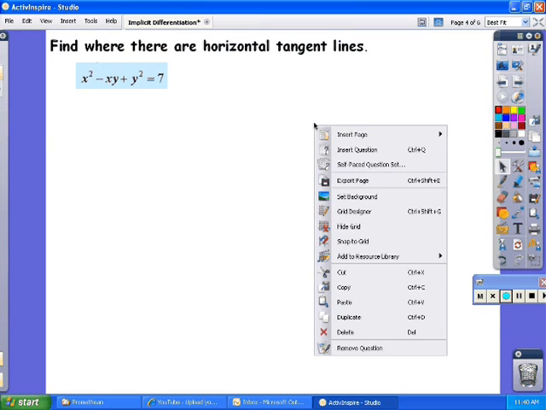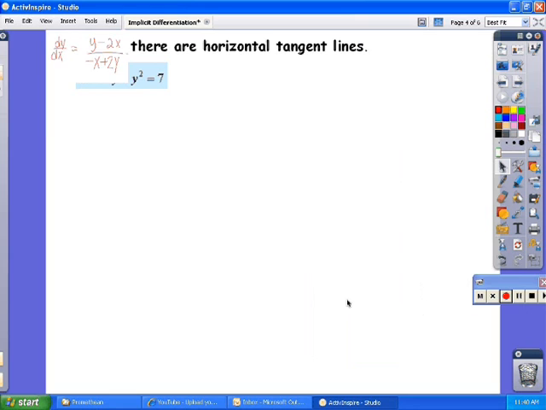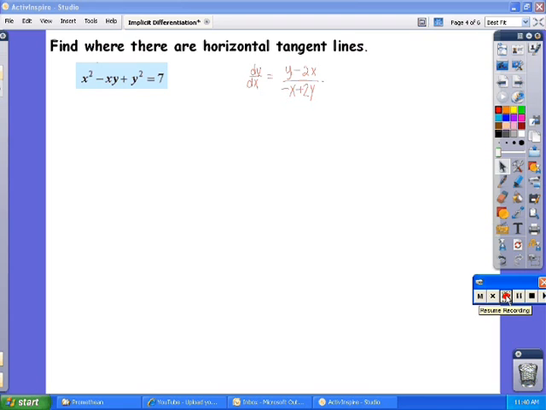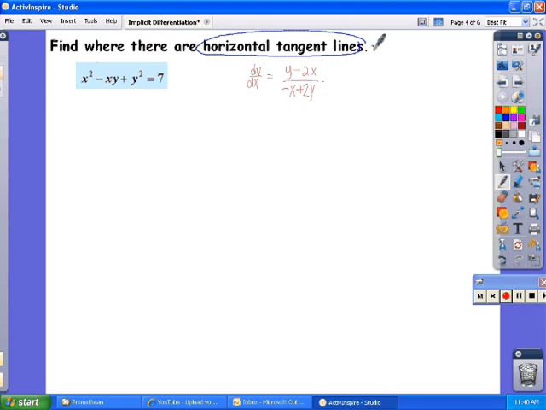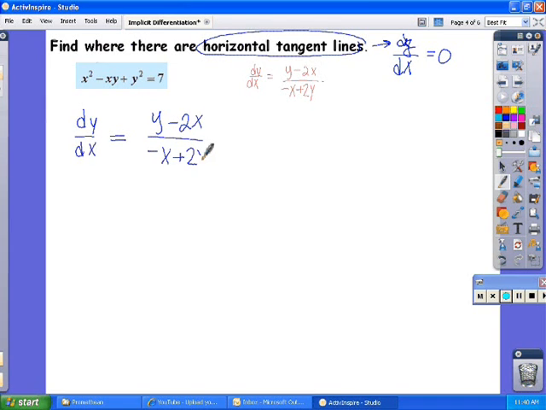Using this same equation, I'm asking you to find the horizontal tangent lines. Given this phrase, we know that's where we take the derivative and set it equal to 0. So we have our derivative, which is y minus 2x over negative x plus 2y, and we want to set that equal to 0. We multiply both sides by the denominator, and this denominator cancels. We are left with y minus 2x equal to 0. So we get y equals 2x.